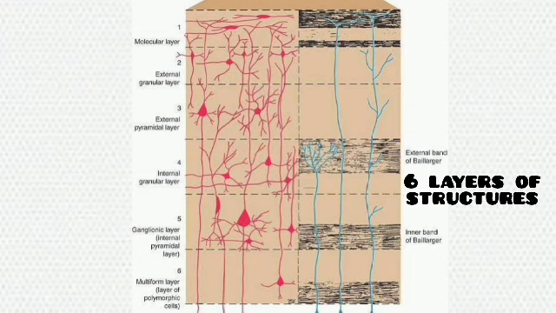The layers from outside to inside are: number 1, the molecular or plexiform layer; number 2, the external granular layer; number 3, the outer pyramidal layer; number 4, the internal granular layer; number 5, the ganglionic layer or the internal pyramidal layer; number 6, the fusiform cell layer.